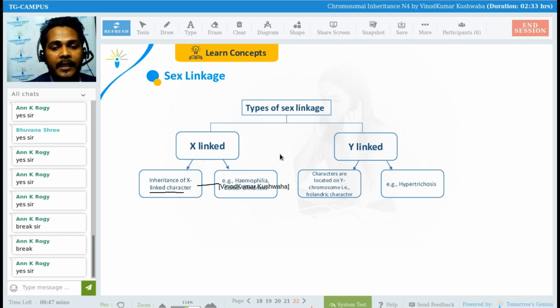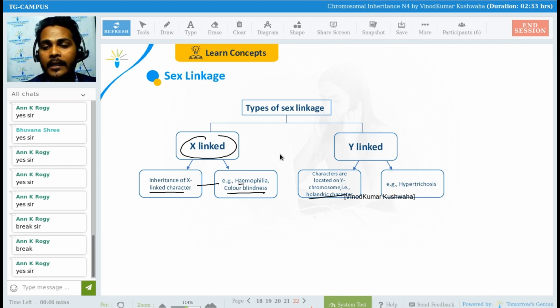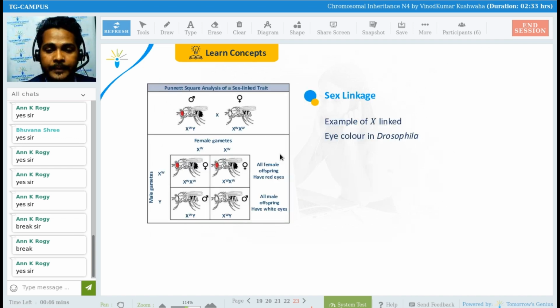For example, we can say hemophilia or color blindness, which are related to the X-linked gene. And for Y-linked gene, the characters are located on the Y chromosome. They are holandric characters, and a common example of this type of Y-linked disease is hypertrichosis. So hypertrichosis is a kind of Y-linked disease, and hemophilia and color blindness are X-linked diseases, which are generally found in human beings. It is related to the X and Y linked characters.